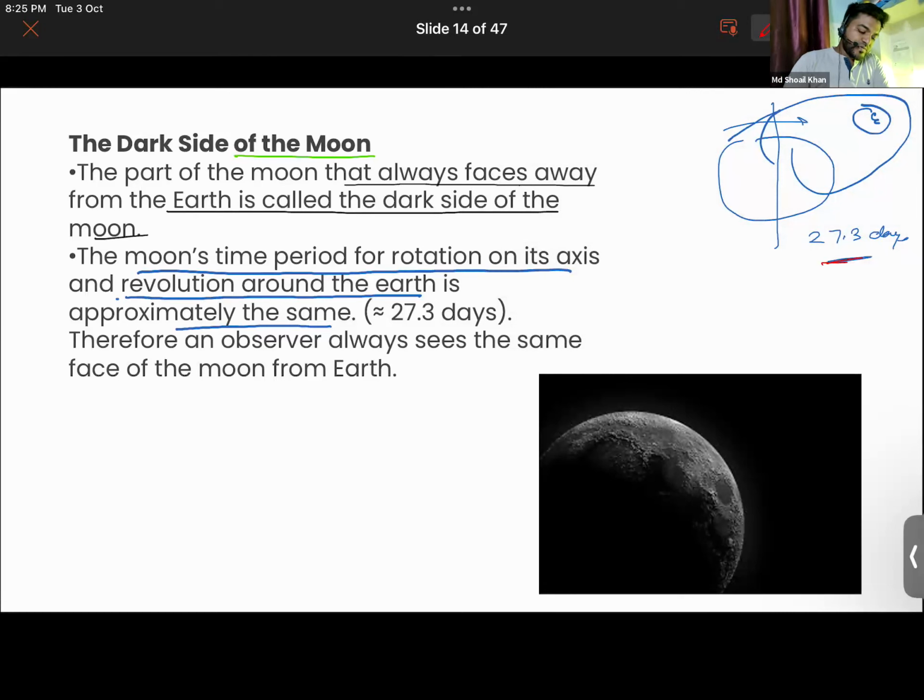So therefore, an observer always sees the same phase of the moon from the earth. So we unfortunately are seeing only the one phase of the moon.